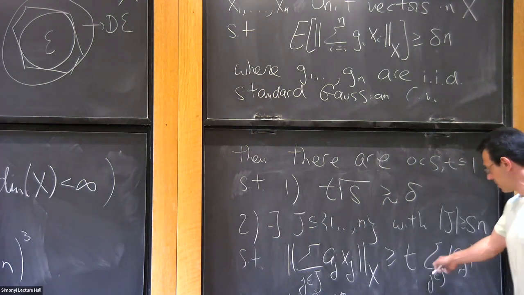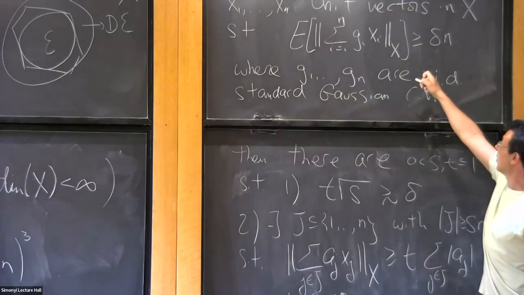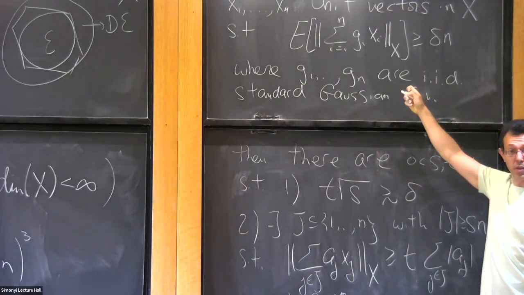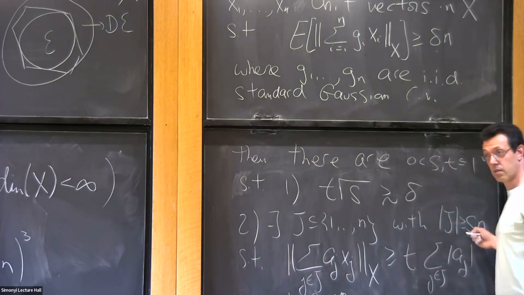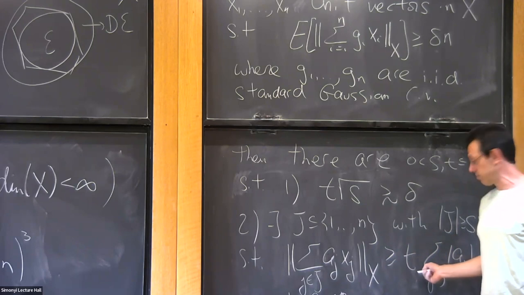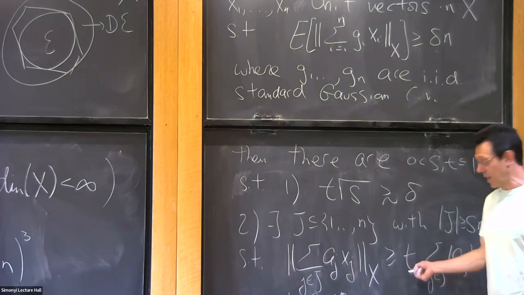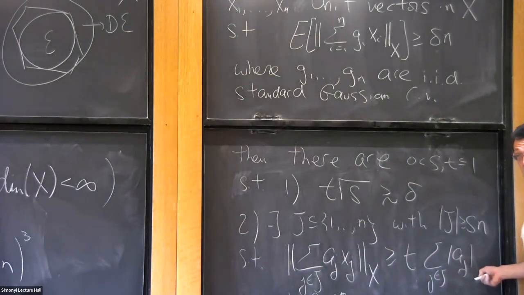So again, the reverse inequality is the triangle inequality. What this says is that if you reverse the triangle inequality on average, then you would get a big subset where the norm is actually an L1 norm up to this factor of 1 over T, this normalization. The upper bound is the sum of the absolute values of aj, again the triangle inequality, but it's reversed.